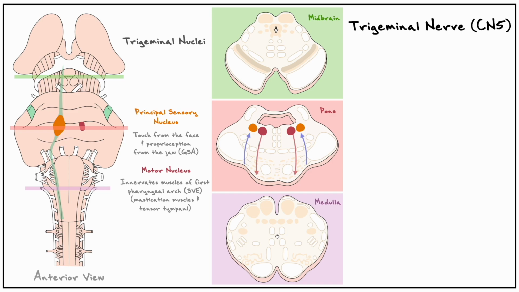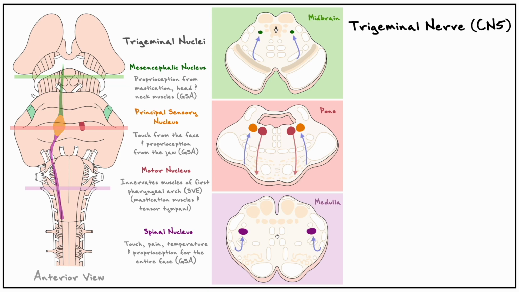The motor nucleus also will send projections to innervate other muscles such as the tensor veli palatini, the mylohyoid, and the anterior belly of the digastric, but the mastication muscles and the tensor tympani are the most relevant for our purposes. If we go at the medulla level, we can find the spinal nucleus, which is an important sensory nucleus that receives information about touch, pain, temperature, and proprioception for the entire face. Finally, at the level of the midbrain, we can find the mesencephalic nucleus that processes mainly proprioceptive signals from mastication, neck, and head muscles. In all, out of the 4 nuclei, 3 are sensory and 1 is motor.